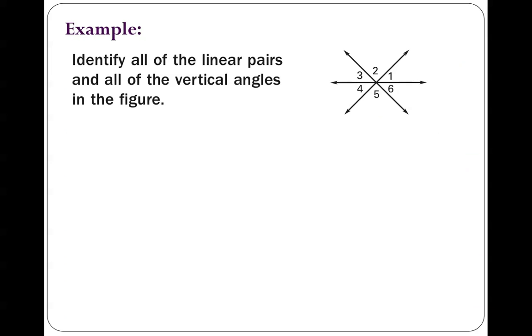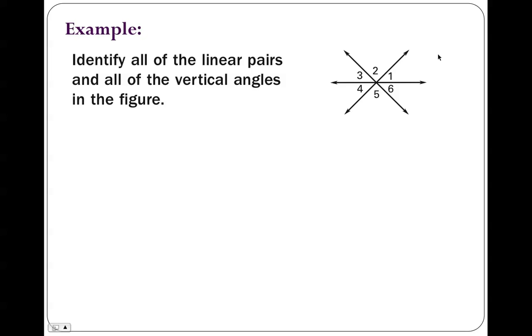So here we're identifying all of our linear pairs and our vertical angles. Just a little note here about vertical angles. Vertical angles are right across the street from each other, like they're kind of kitty corner. And 2 and 5 would be a pair of vertical angles.